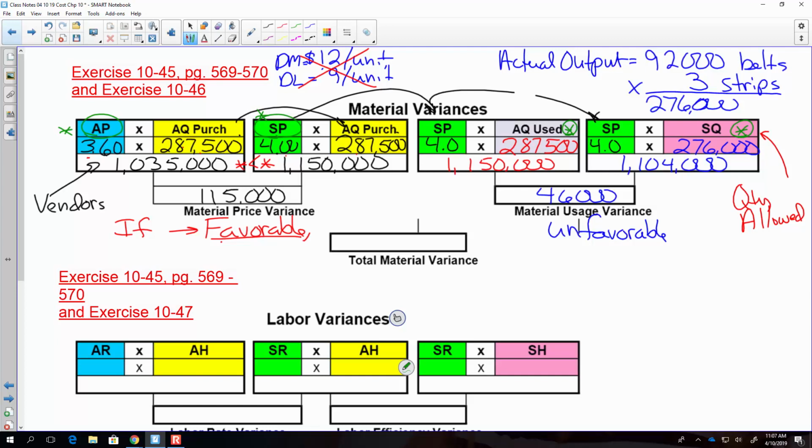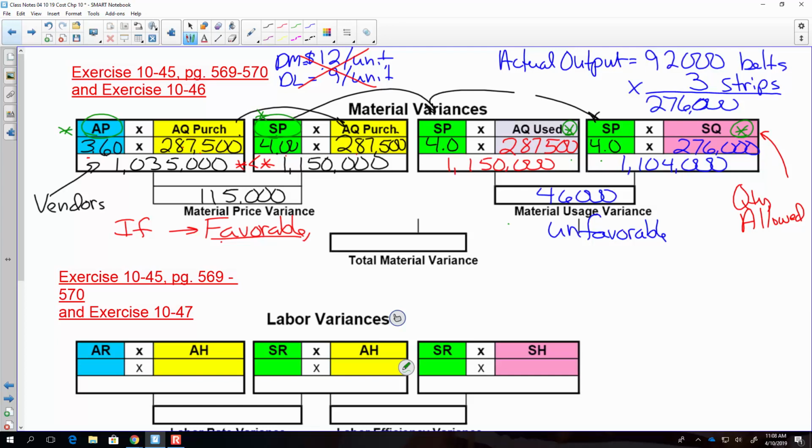So here again, if this number is less than this number, it's favorable. Otherwise, if it's greater, it's unfavorable, right? Very easy to set up. And if you're not getting it, let me know. Ask a friend. Who's your cost buddy? Ask your cost buddy. I'm sure that you can figure out something.